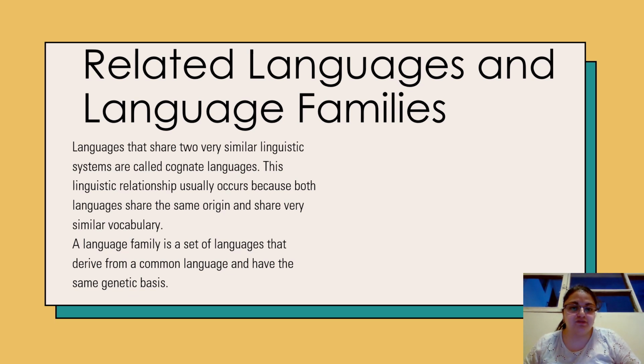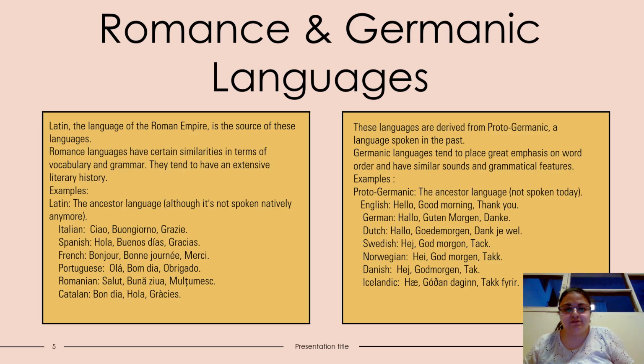Languages that share two very similar linguistic systems are called cognate languages. This linguistic relationship usually occurs because both languages share the same origin and share very similar vocabulary. A language family is a set of languages that derive from a common language and have the same genetic basis.